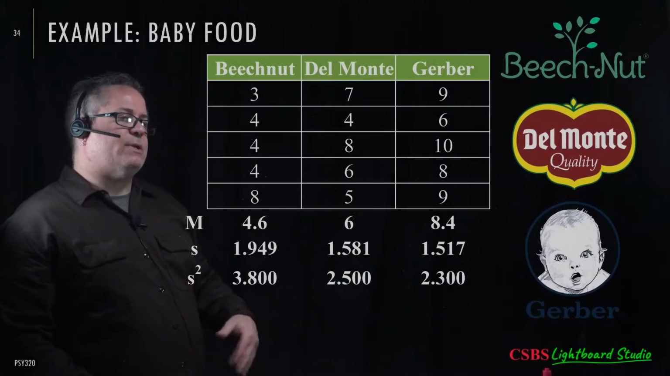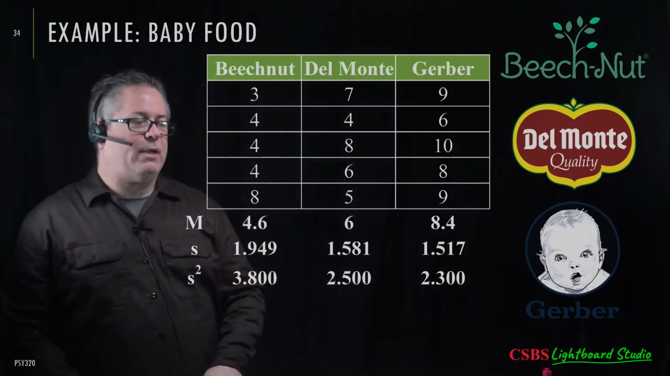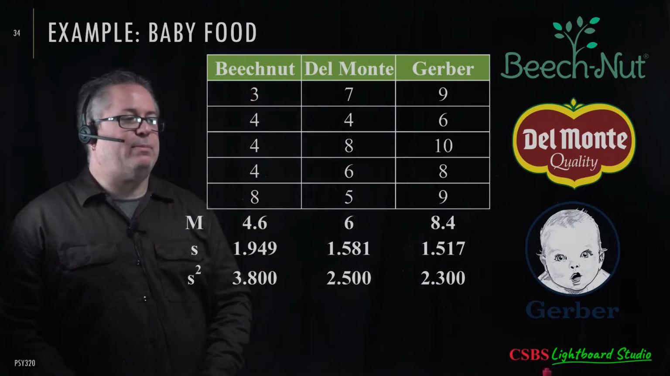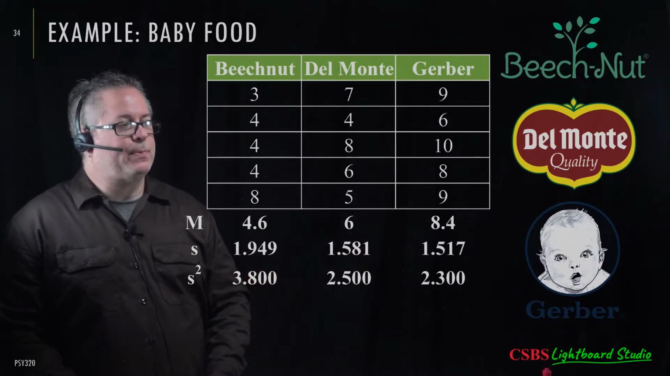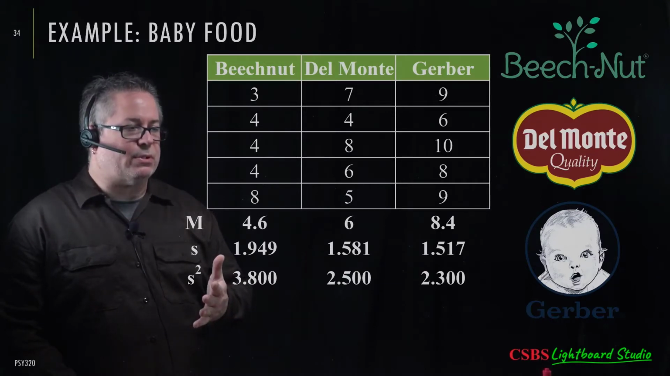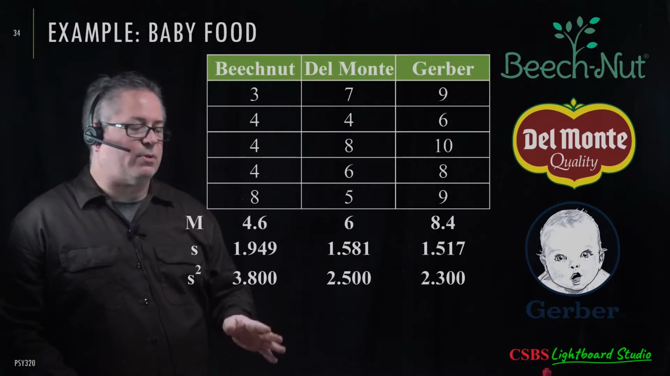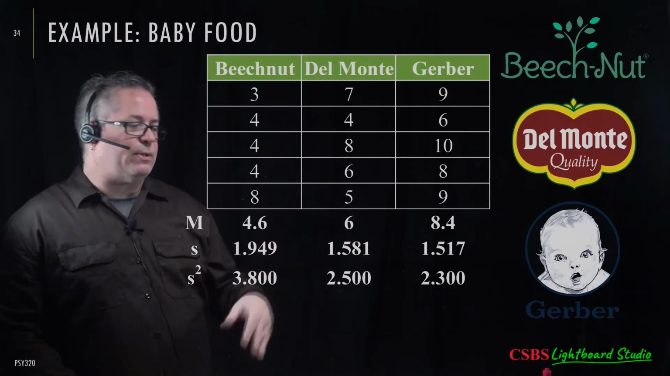So back to the example, we have our babies eating the 3 different brands of strained peas. We have their means, deviations, variances across all the different groups. So now we have all the tools to actually go through and do these 7 hypothesis testing steps and be able to come to a conclusion about, do babies really prefer the brands differently?